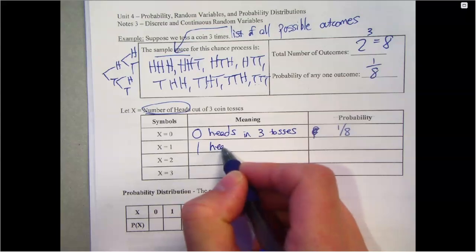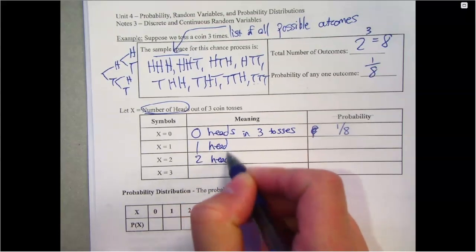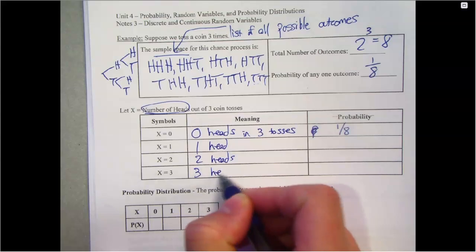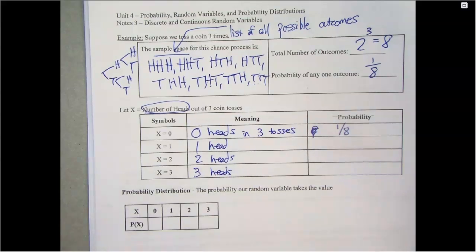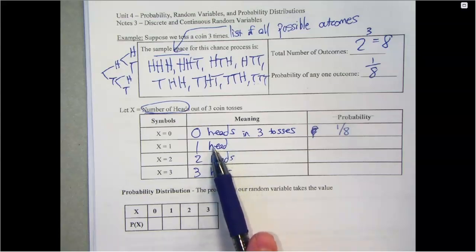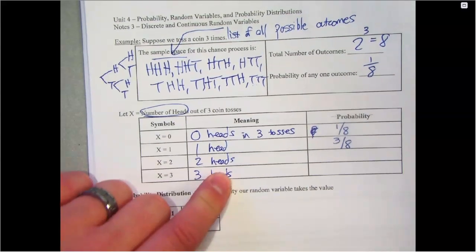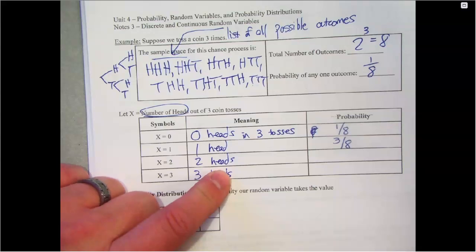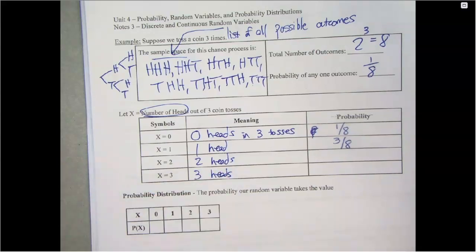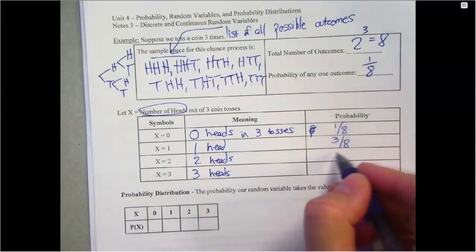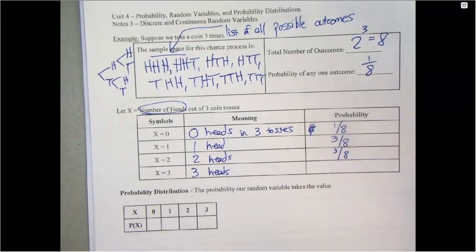X equals 1 would be 1 head. 2 heads. 3 heads. How many times do we get heads once? 3. Sometimes we get heads twice. Same question as tails once, which you basically just answered for the opposite. Still 3 out of 8. And then 3 heads is the same probability as 0 heads.